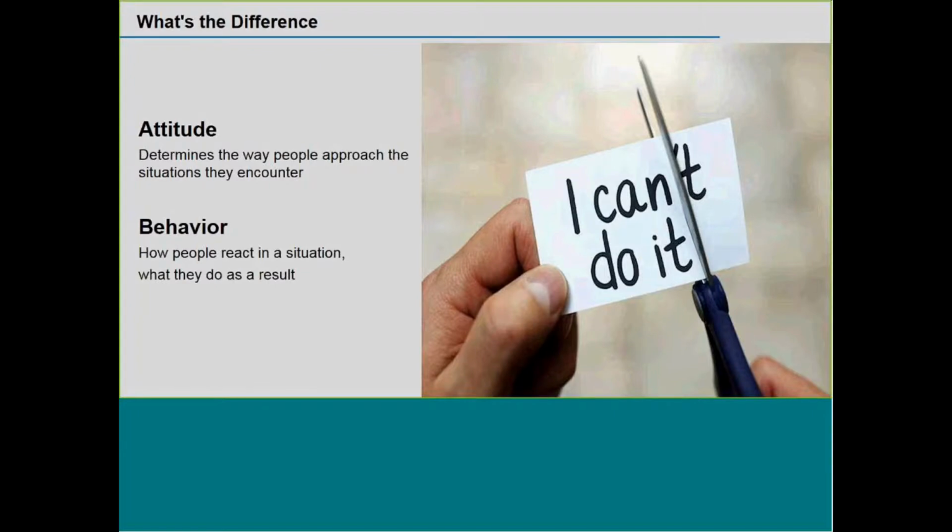So is there a difference between attitude and behavior? Well, attitude determines the way people approach the situations they encounter. Behavior is how people react in a situation, what they do as a result.